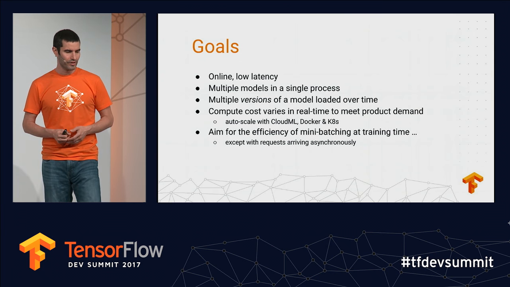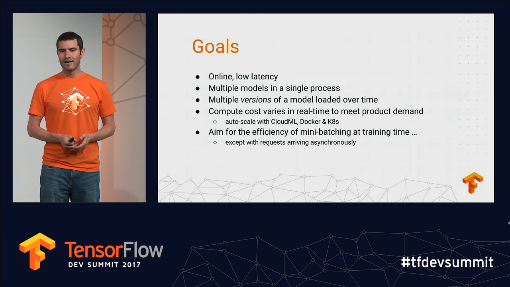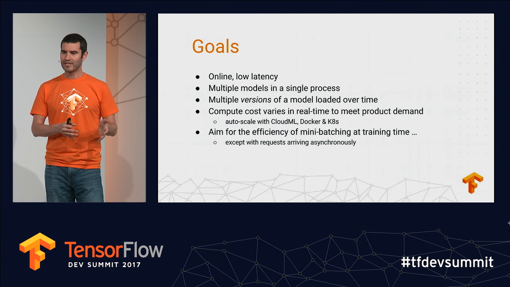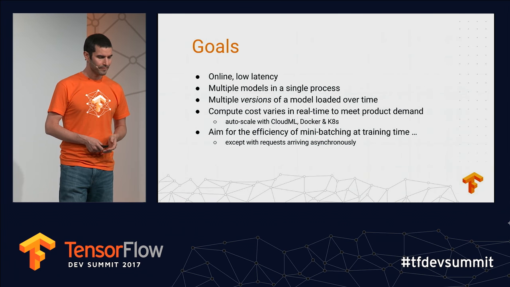Another thing is an emerging best practice that we're seeing a lot inside Google, and we want to bring more to industry, is that you'll have many versions of your model over time. So the data that you trained on last week might not be as relevant as the data you gathered yesterday. And so you want to continually train your models and continually deploy them.